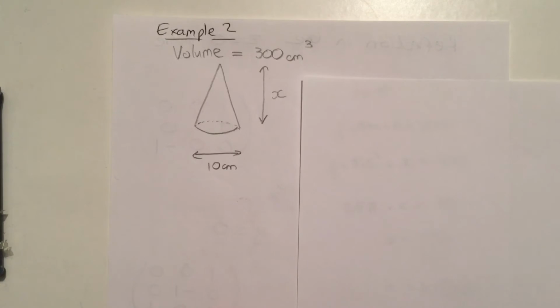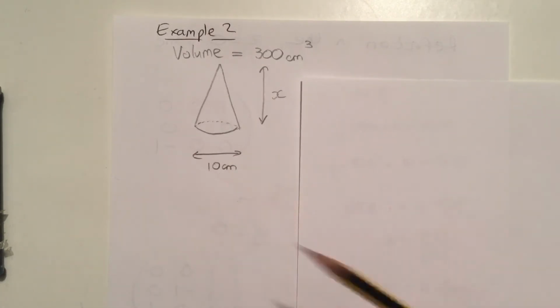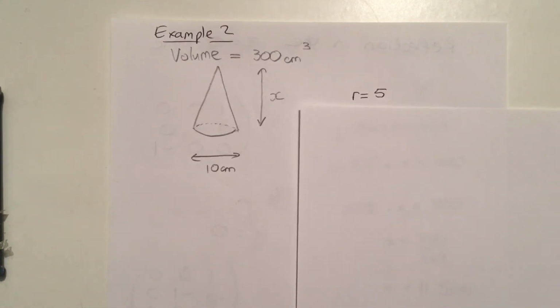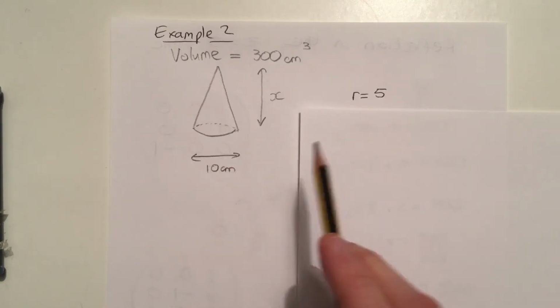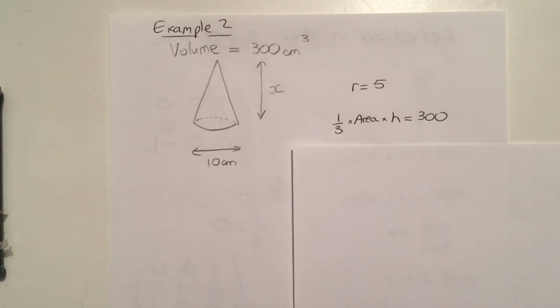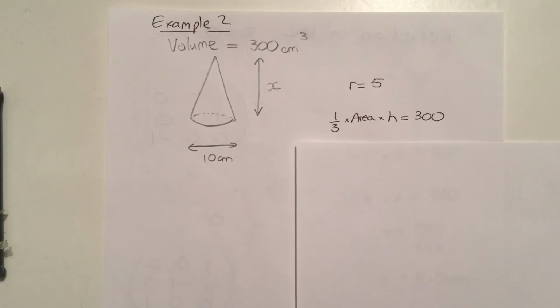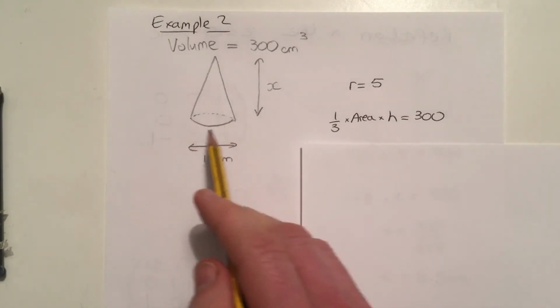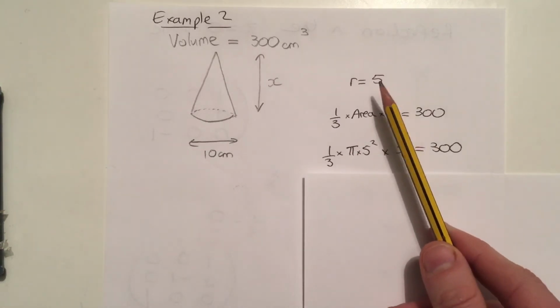I have been told here that the volume of this cone is 300 centimeters cubed. And I can see that the diameter of the base here is 10 centimeters. And I want to work out the height of the cone. So I'm going to start off by writing down the radius as being 5, because if the diameter is 10, then the radius is 5. And that's useful because I'm going to use that in the volume formula. So this is the volume formula. I've made it equal to 300. And in this case, the area of the base is pi r squared. So it's going to be pi times 5 squared.